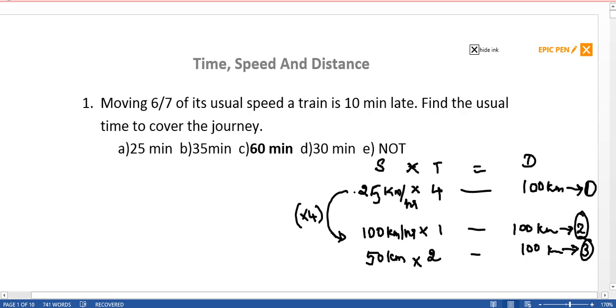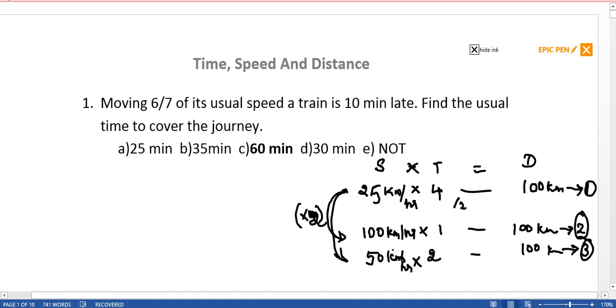If I compare equations 1 and 3, you see what happens. I'm multiplying my speed by 2 here. Between 1 and 3, if I multiply my speed by 2, it becomes 50 kilometer per hour. And just note what happens to time. My time gets divided by 2.